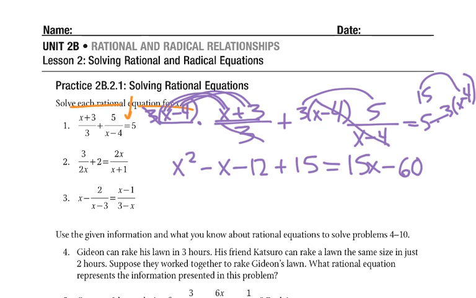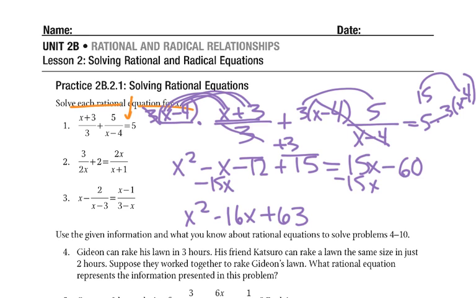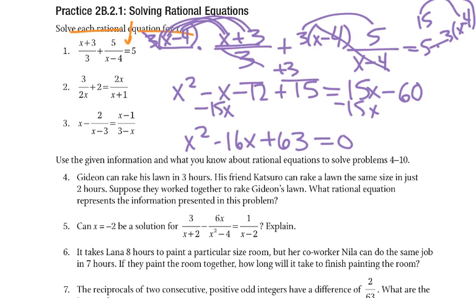Okay, now I need to get everything on the same side as the x squared. So I've got negative 15x. So I end up with x squared minus 16x. Negative 12 plus 15 would be a positive 3, plus 60 would give a 63. Okay, now I can graph this, use a calculator, do whatever to solve. So I'm going to factor.